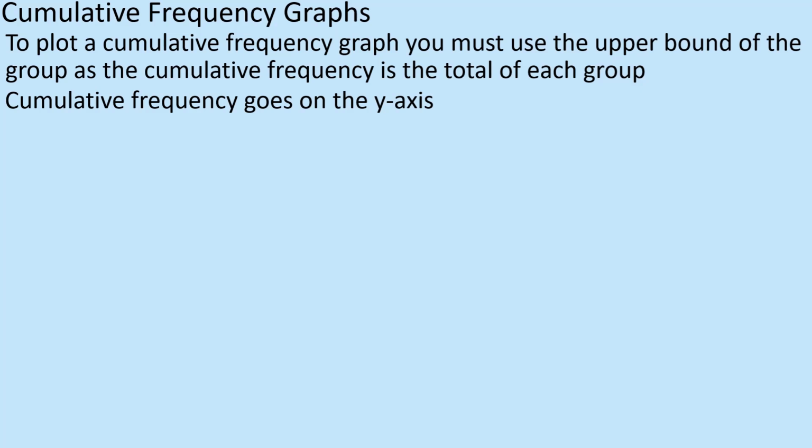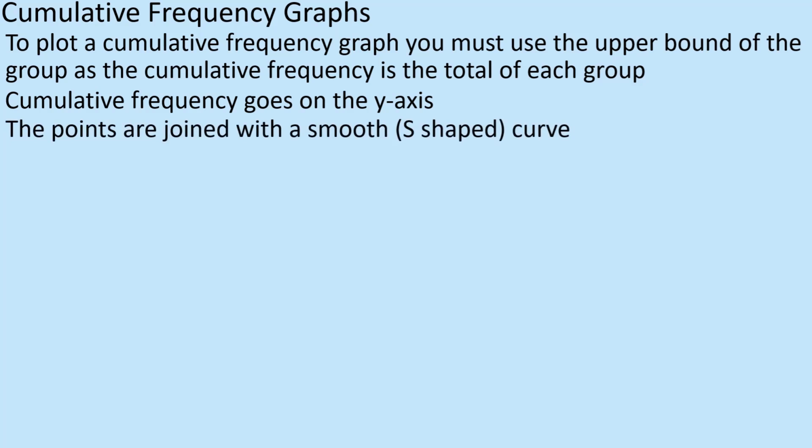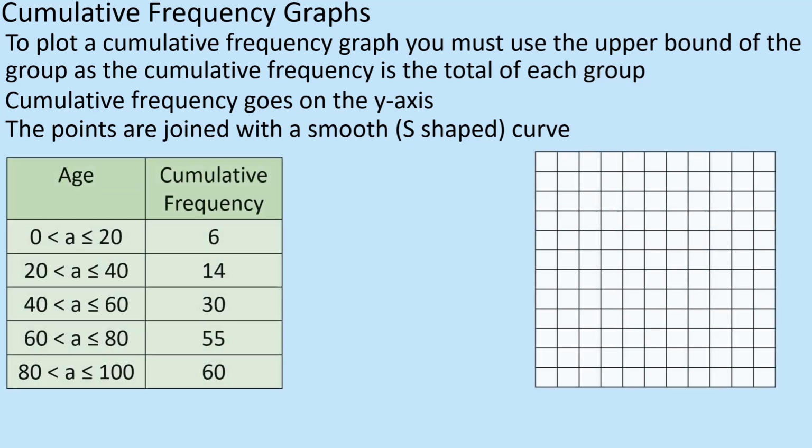So it's likely to be time or age or something along those lines, like speed or distance, something that's a continuous type of data. If you're not sure what continuous data is, then please look at one of our other videos about continuous data and look into it in more depth. But this will be continuous data used. The points are joined with a smooth S-shaped curve. You'll see that in a second. I think it looks personally more like an F, a slanty F, but you'll see what I mean when we get there.